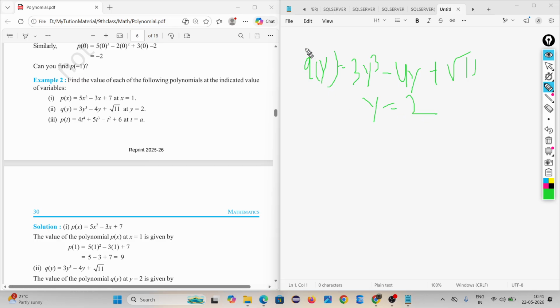Suppose there is a polynomial q of y, a polynomial having y variable, that is 3y cube minus 4y plus root 11. Find the value of the polynomial at y equal to 2. This is q of y, meaning polynomial q having y variable. This is your polynomial: 3y cube minus 4y plus root 11. q of y equals.